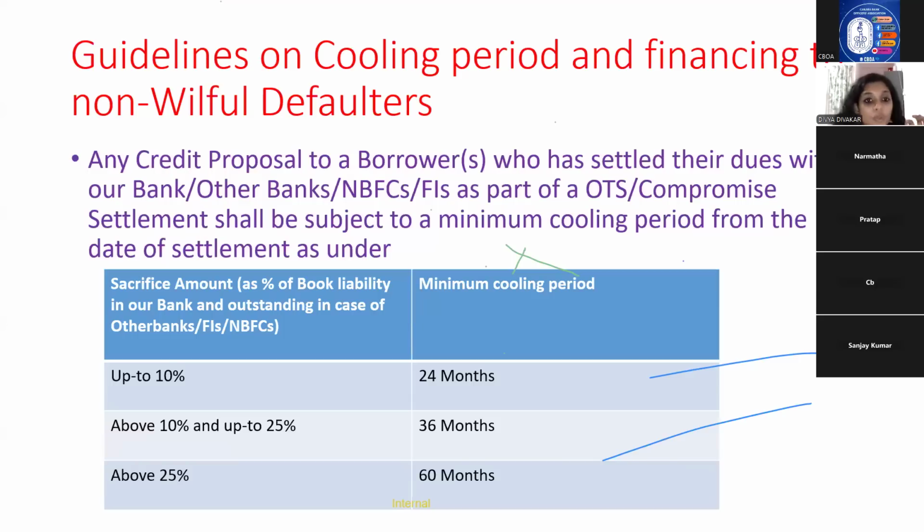Okay, if it is up to 10 percentage sacrifice amount, in case of OTS, we are considering a minimum cooling period of 24 months. If it is between 10 and 25 percentage, that means above 10, less than 25, it is 36 months. And if it is above 25 percentage, it means 60 months.